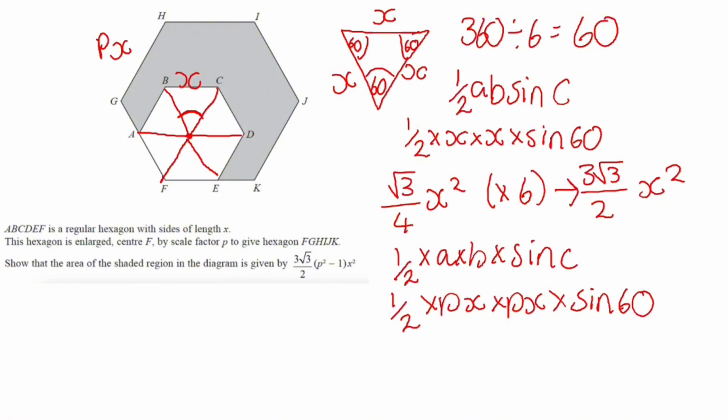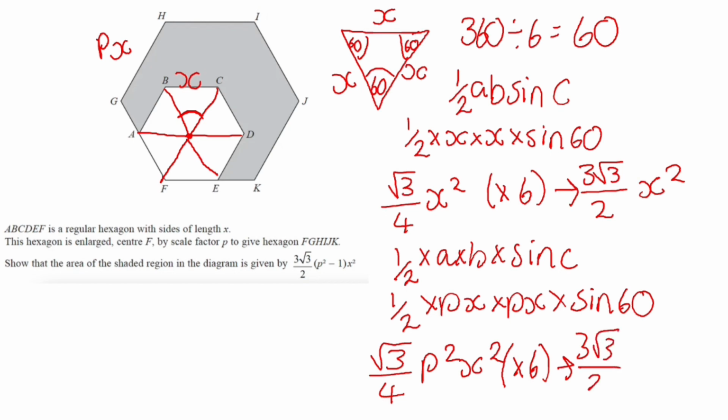If we simplify this, once again, we are going to get root 3 over 4, and then we are going to have p squared and x squared when we simplify this. Now what we're going to do is exactly the same as what we did up here and multiply it by 6. So we're just going to multiply that surd by 6. We will end up with 3 root 3 over 2 p squared x squared.